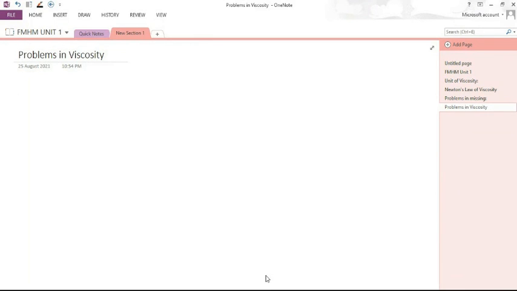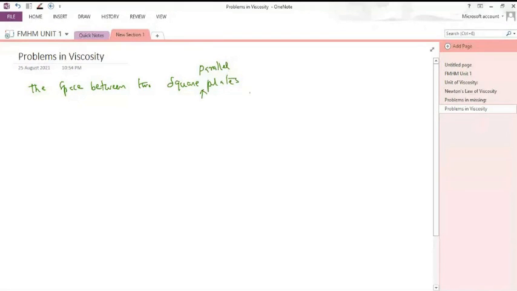Today we are going to see problems on viscosity. Note down the question. The space between two square parallel flat plates is filled with oil.